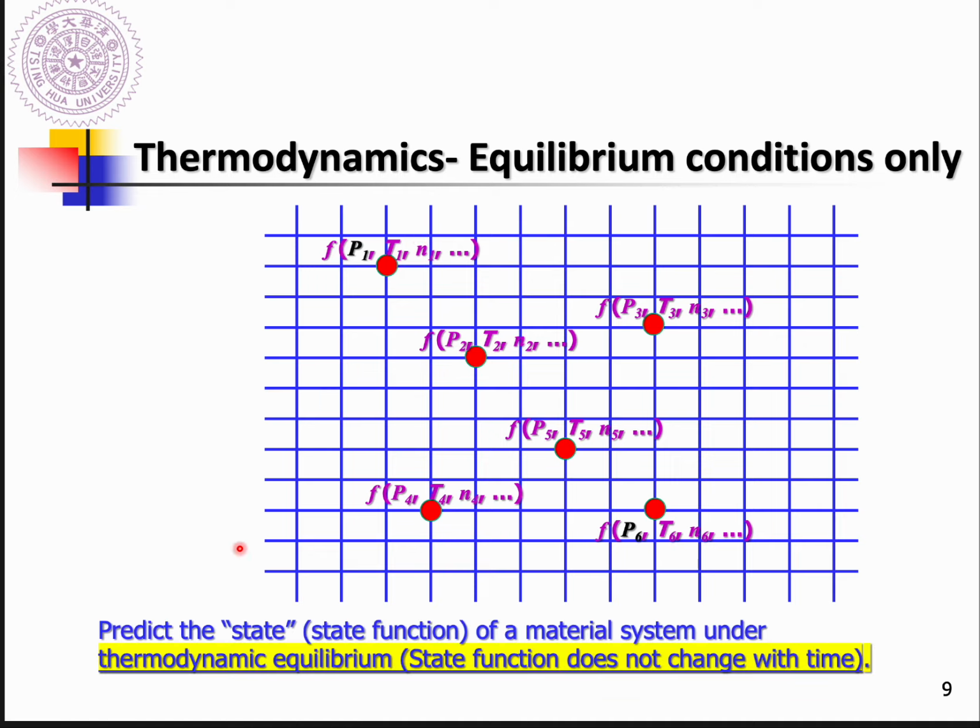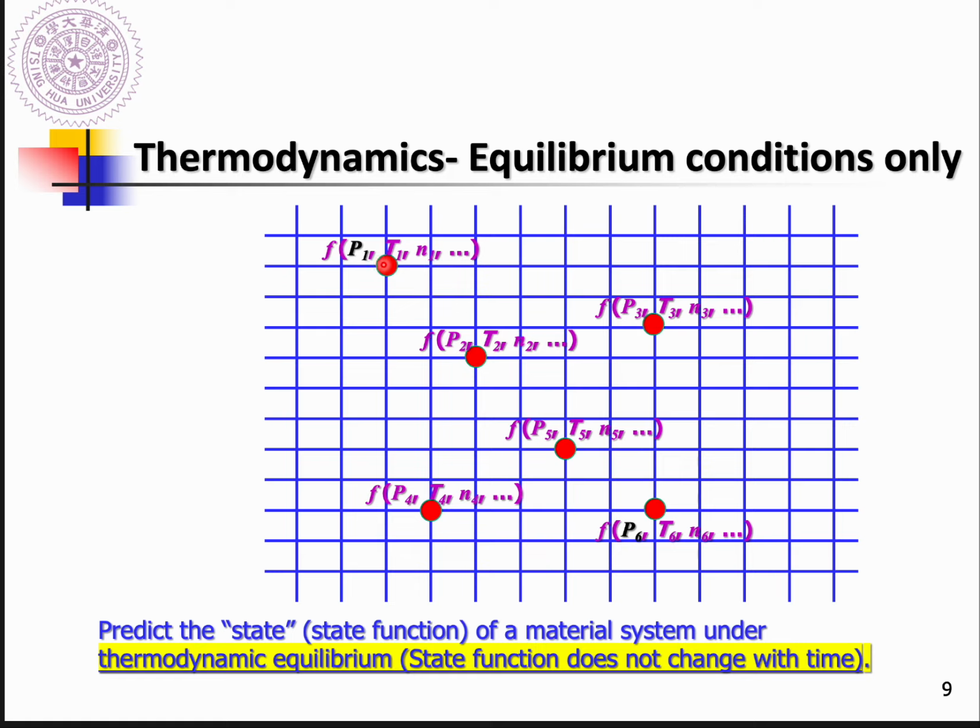So as you know, for the state of a material system, we can use thermodynamics to predict the state function or state of a material system under thermodynamic equilibrium. The characteristic of thermodynamic equilibrium is that the state function does not change with time. So we call it equilibrium conditions.